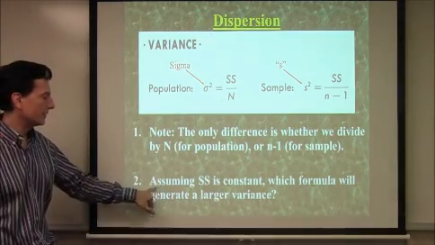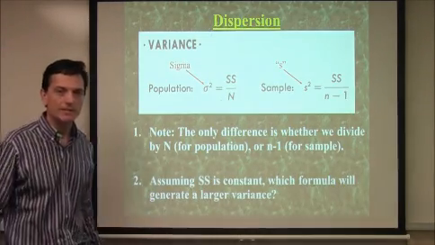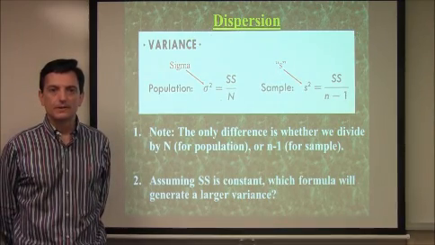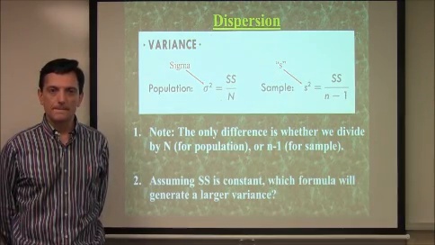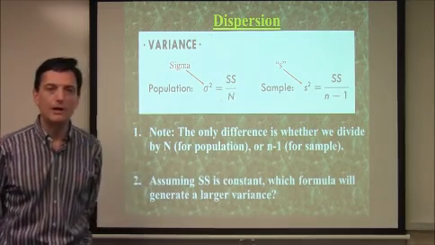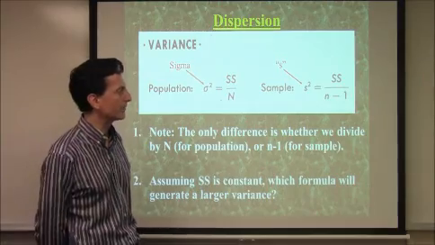We'll let you think about this just for a moment. Assuming SS is constant, which formula will generate a larger variance? We'll let you stop the video and think about that. Okay, we'll welcome you back, and this time I will help you out with an answer, because this might be a little bit subtle for some folks.